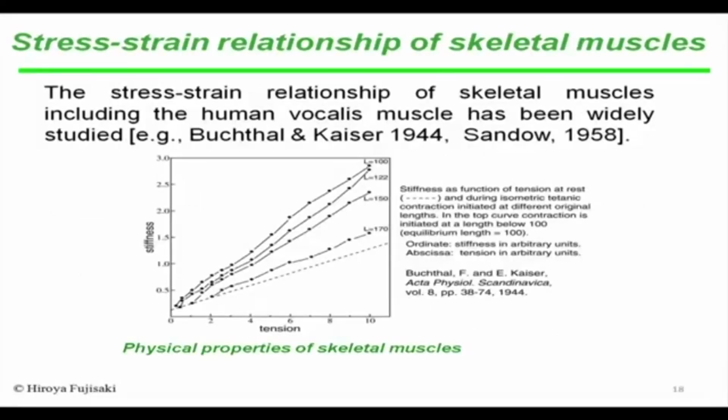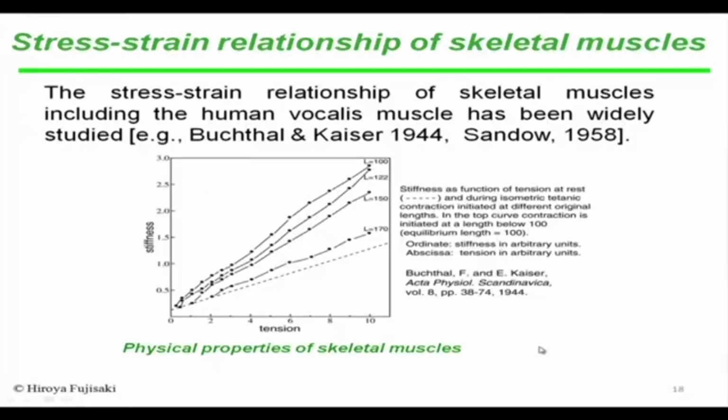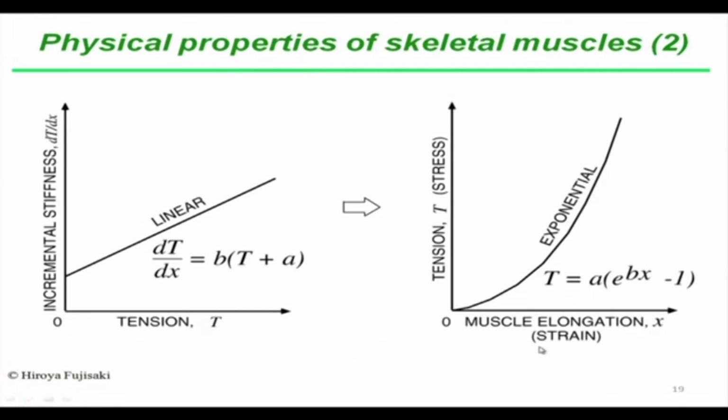So, let us first see the stress-strain relationship of skeletal muscles, that is already studied and that relationship is there. This is called the physical property of skeletal muscle. The bone which houses the vocal cords is connected by muscles, and those muscles have a property, that property is skeletal muscle properties. Okay. That is already studied. Then the physical properties of skeletal muscle, how it varies.